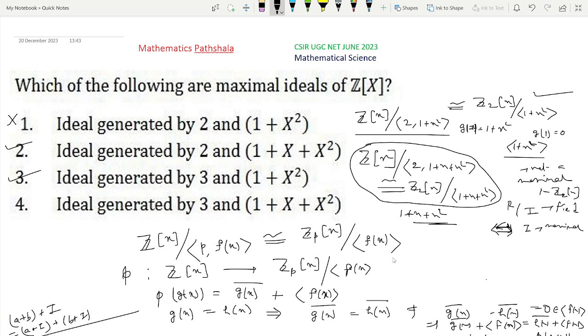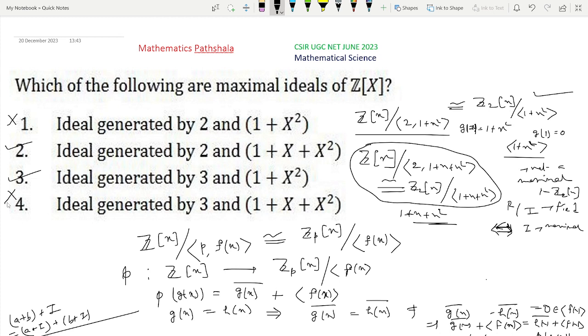So the ideal generated by 1 plus x square is not maximal in Z3[x], and hence the quotient ring Z3[x] by this ideal is not a field, and hence the quotient ring Z[x] by the ideal generated by 3 comma 1 plus x square is not a field, and hence the ideal generated by 3 and 1 plus x square is not maximal in Z[x]. In exactly similar manner, the important thing here is the proof of these two isomorphic quotient rings, then easily we can solve this problem. So this option 4 is not the correct option.